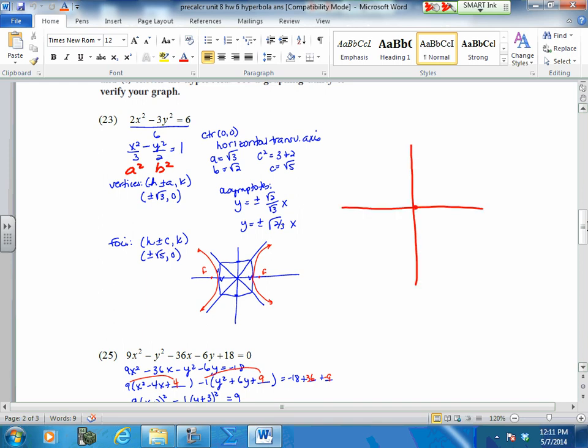So here you are off your 0, 0. You're going to transverse off the x. You're going to go a, which is radical 3. So 1.7, 1.7. It really doesn't matter because you're just going to go 0 plus or minus radical 3.